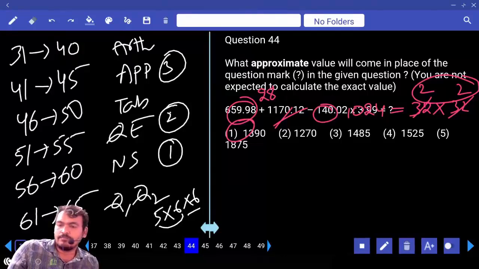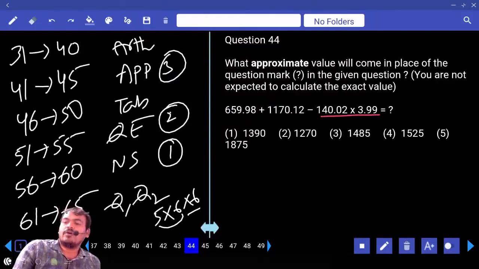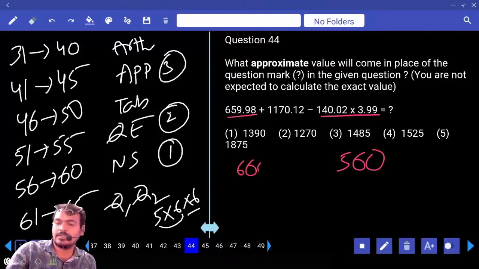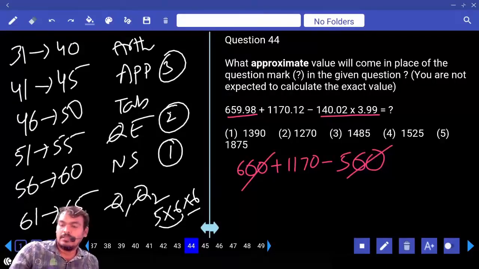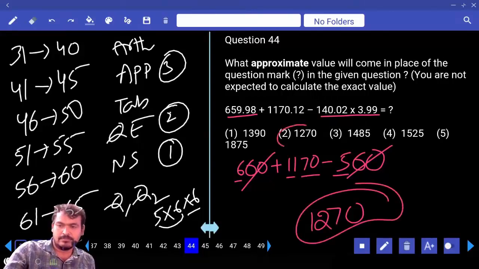Next, 44. What is the product value? 140 into how much value? 560, or not? 140 into 4 means how much value? 560. And what is the first one? 660 plus the second one is 1170, or not? Okay. Plus 60 minus 60 cancel, or not? Then the ending must be 70. But before this, 6 plus 11 how much? 17 minus 5, 12. Means the answer will be 1270.